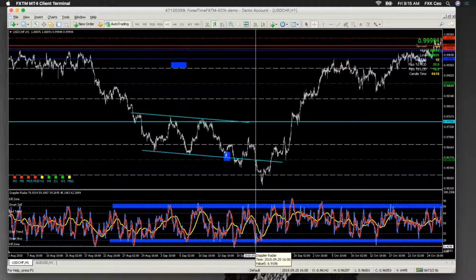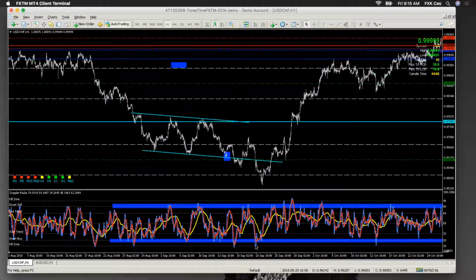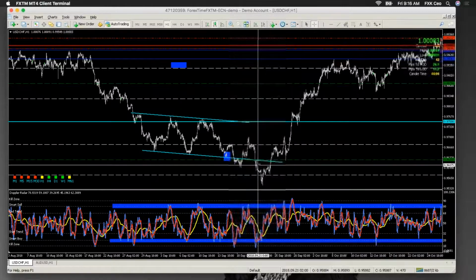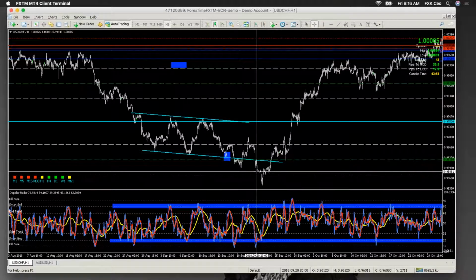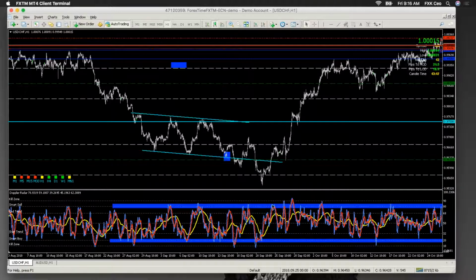So here, buy opportunity around here. So if we're looking at this here, so around the support area, right? Drawdown on this one would have been about 40 pips, depending on how long you could have taken the trade. Going all the way up here to the top side here.